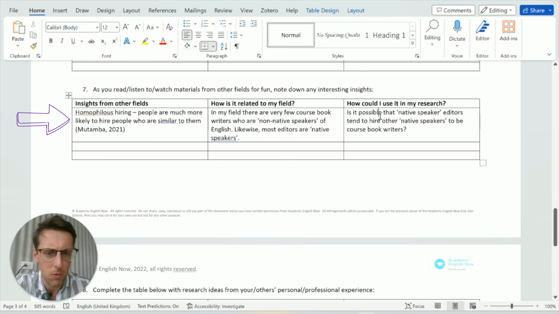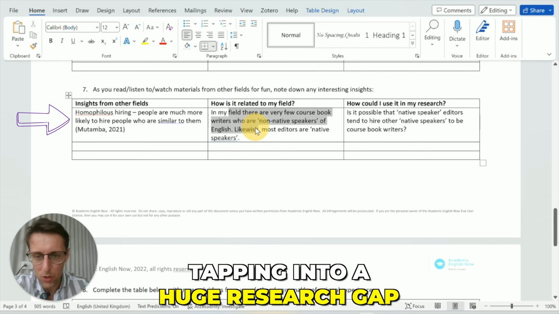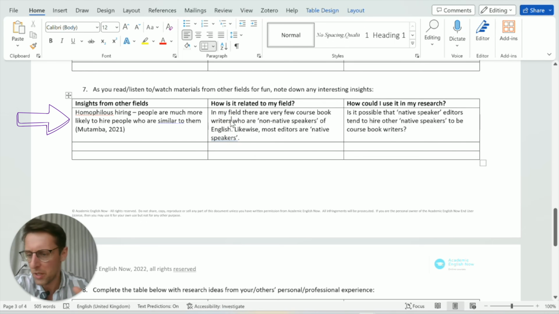So now the question is, is it possible that native speaker editors tend to hire other native speakers to be course book writers? I mean, this is a pretty interesting hypothesis based on the work that other people have done in other fields, and they've already proven that homophilous hiring does exist. Now, I'm using this idea from another field in my own field, and I'm also tapping into a huge research gap, because nobody has done that at all. Nobody has even thought of doing it, because few people read research from other fields, if you see what I mean. So this gives me a huge edge where I can really tap into an untapped market, if you will.